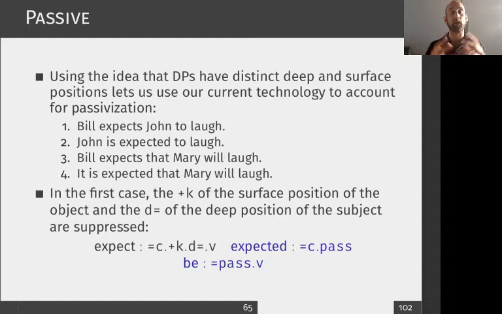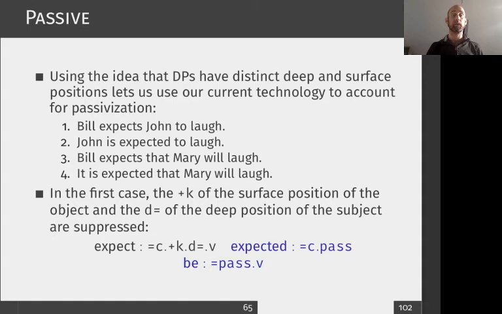Okay, so we already know how to derive sentence 1, Bill expects John to laugh, and we know how to derive sentence 3, Bill expects that Mary will laugh. It would be nice if we could use that machinery that is already in place, those lexical items that are already in place to derive sentences 1 and 3, somehow to derive sentences 2 and 4 as well. Okay, that's what we would like to do. So let's think a little bit about what the difference is between 1 and 2.